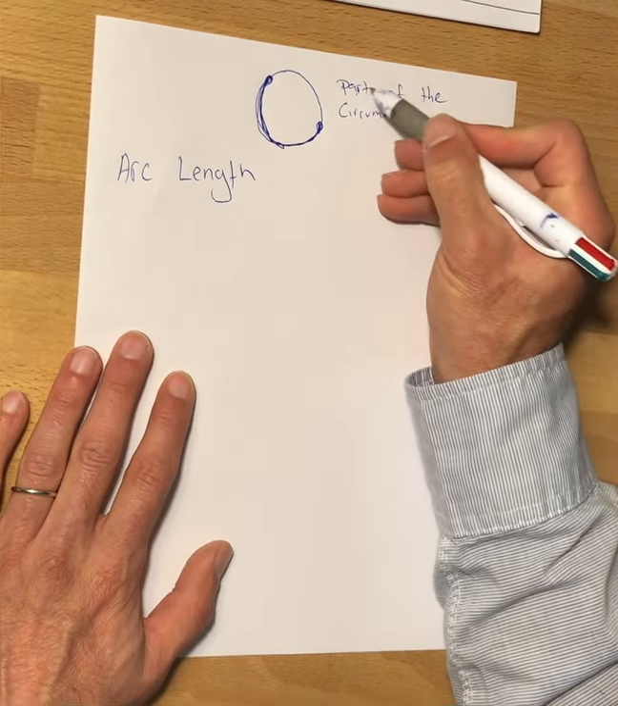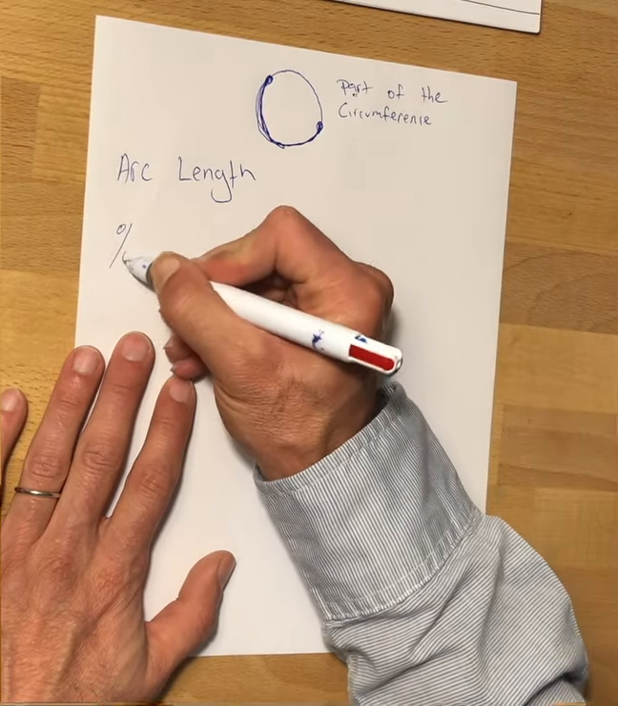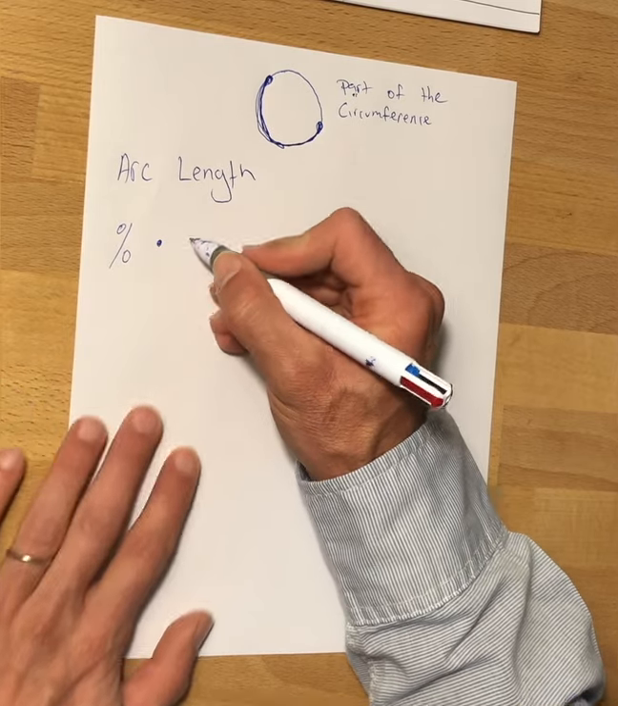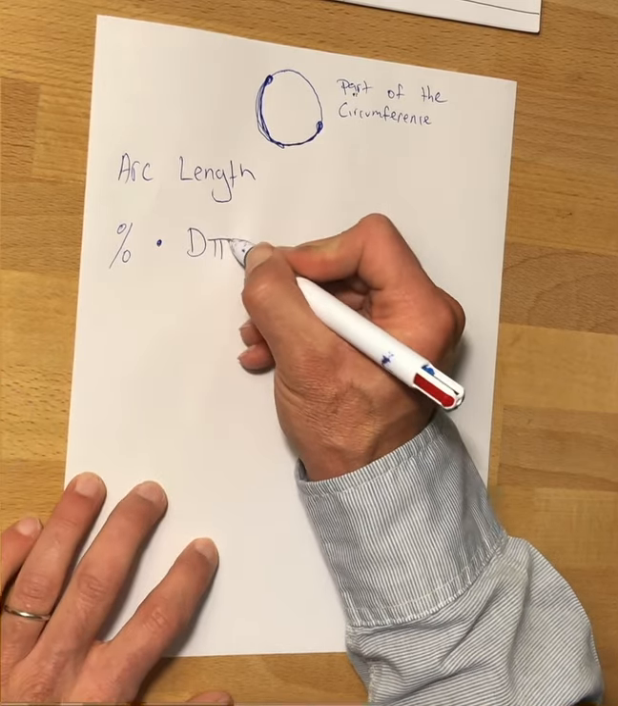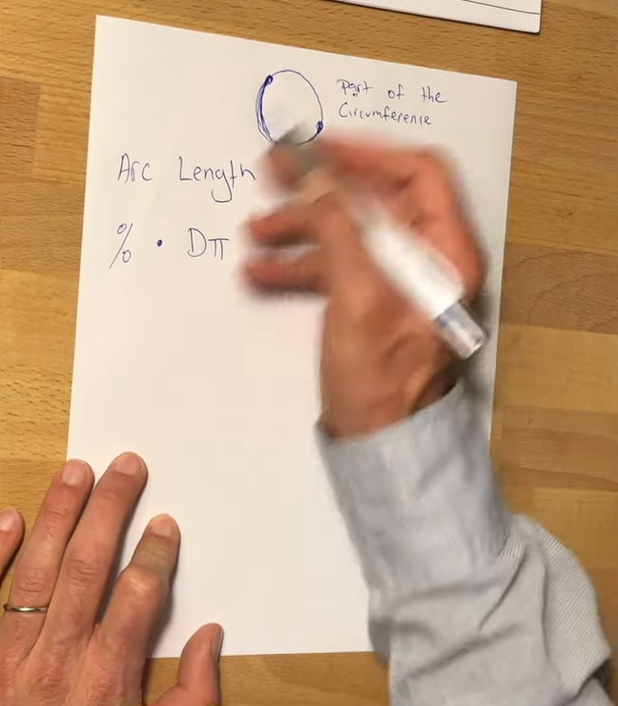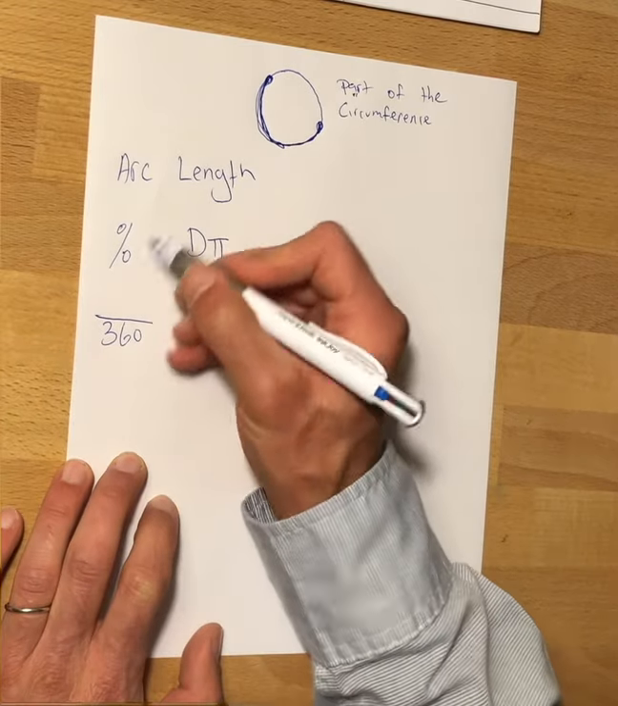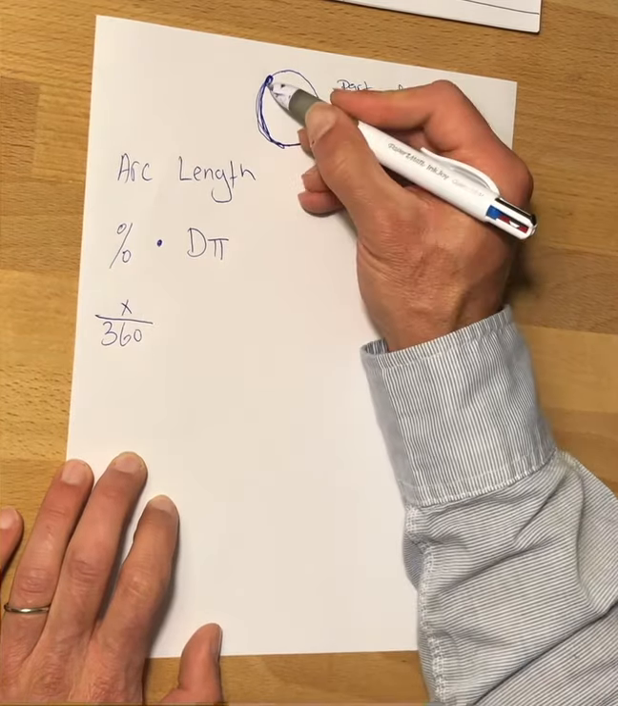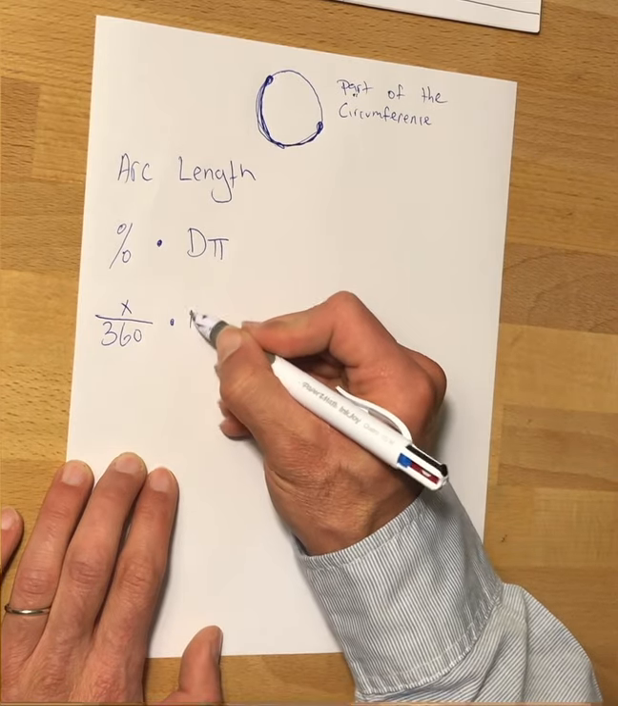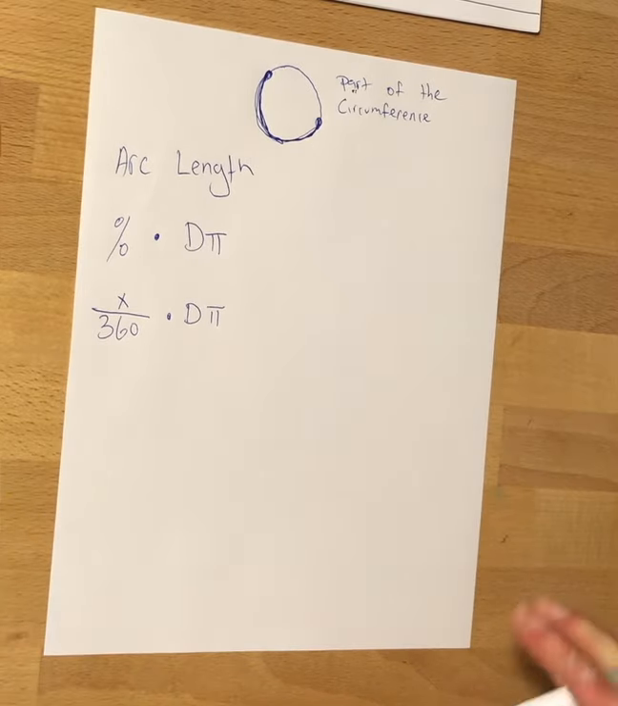If you're trying to find part of your circumference, part of it is the percentage of, which means times, your circumference. Your circumference is your diameter times pi. How do you find your percentage? Well, there's 360 degrees in a circle, and you're trying to find the percent out of 360 times your diameter times pi. And I'll give you two example questions.